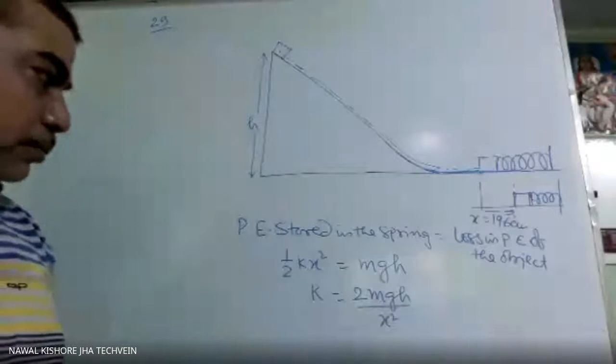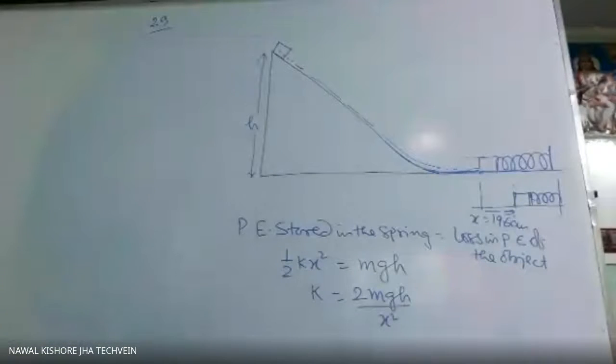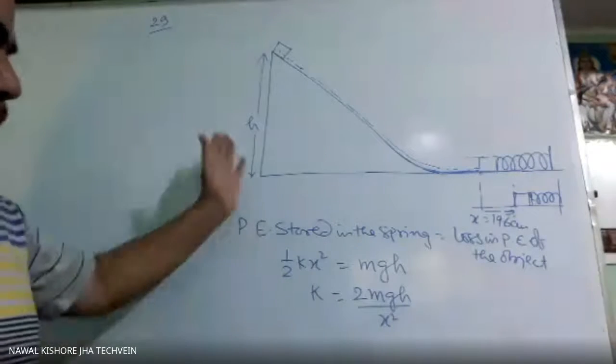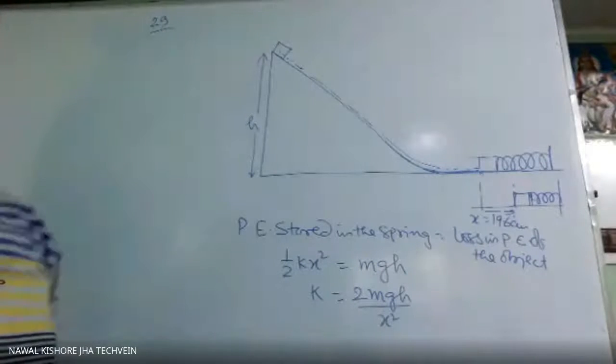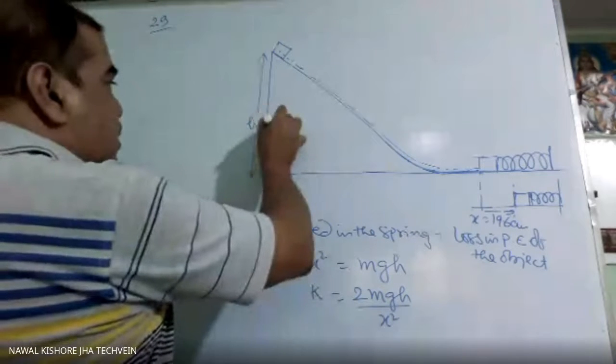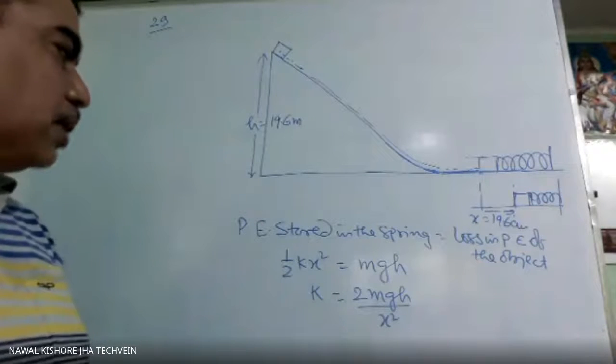This is a simple formula. Here mass is given as 40 gram. g you have to take as 9.8. And h is not given, so something is missing. This h will be given in the exam. So if h is given, then only we will solve number 29. Okay, they have taken h equal to 19.6 meter. Then you will get the answer given there.